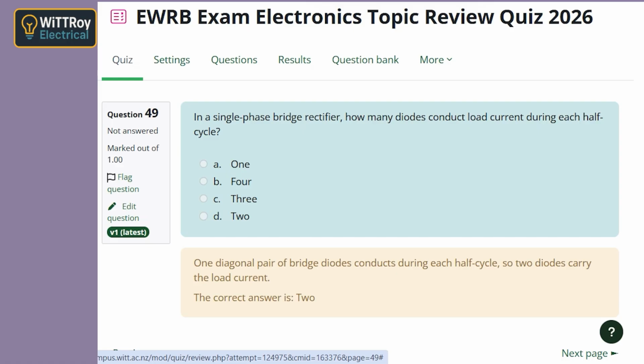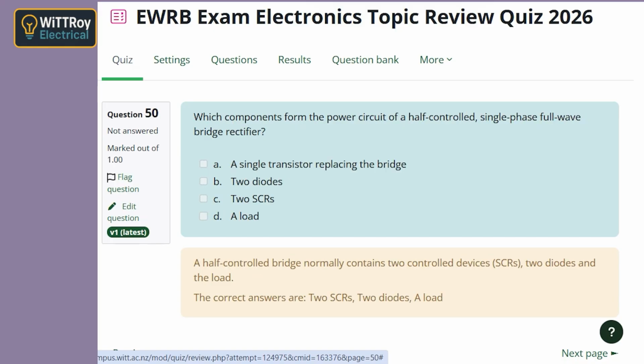Question 49. In a single-phase bridge rectifier, how many diodes conduct load current during each half cycle? I counted 2 conducting devices. Yes, your choice is correct. One diagonal pair of bridge diodes conducts during each half cycle, so 2 diodes carry the load current. Right, 2 diodes conduct during each half cycle, one on each side of the load.